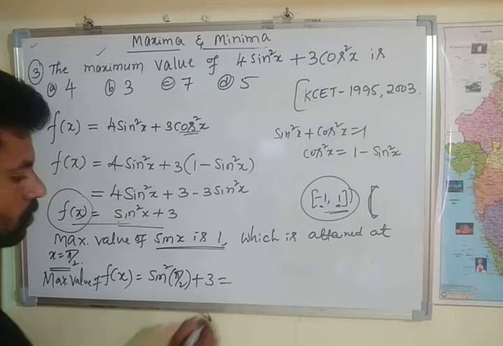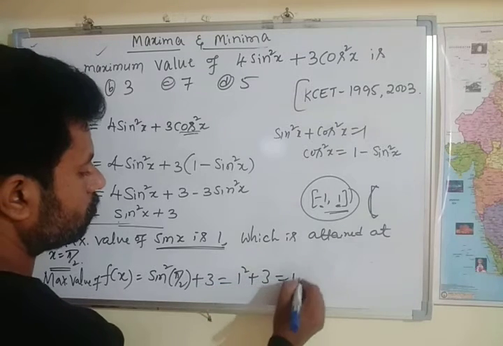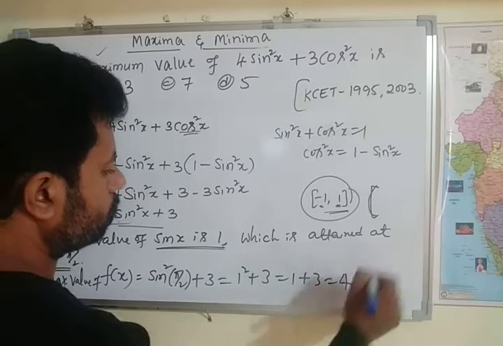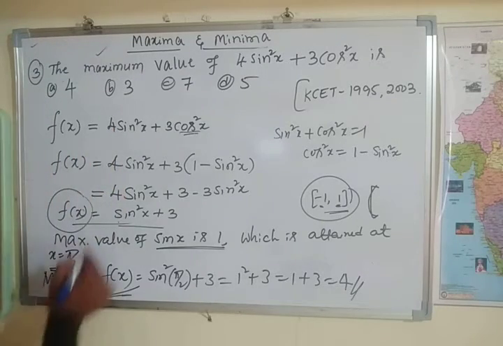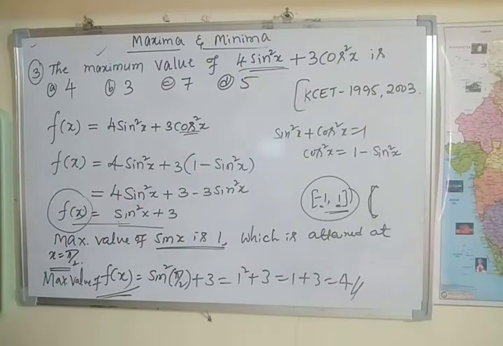As a result, sin square of pi by 2 plus 3 is equal to 1 square plus 3, which is 1 plus 3 equals 4. The maximum value of the given function f of x is 4. So option A is the correct option.